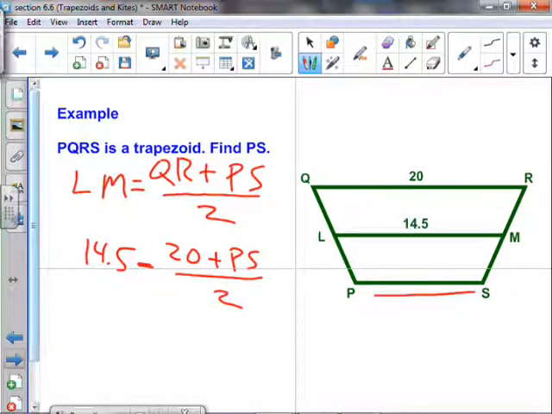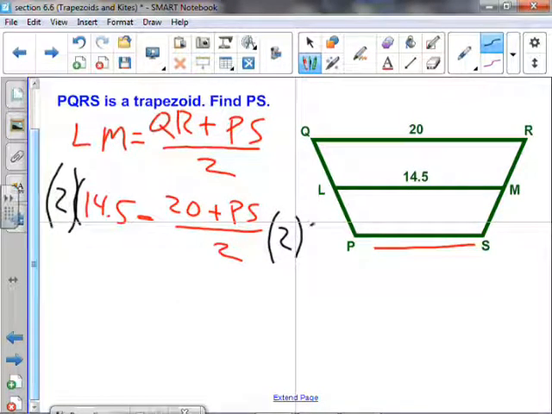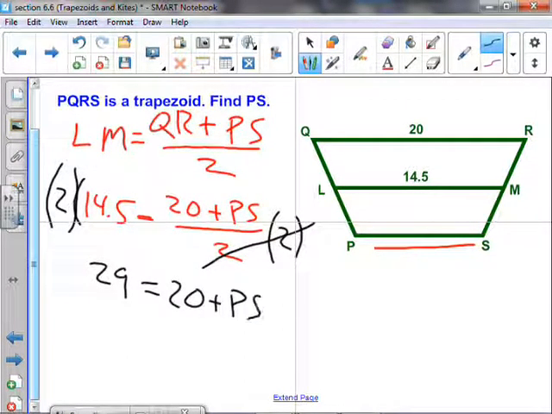This gives us a great opportunity to practice some algebra. We are going to multiply both sides by 2 as one option, and those 2's will cancel out because 2 divided by 2 is 1. And we've got 2 times 14.5, which is 29, is equal to 20 plus PS. Now I could subtract 20 from both sides, or I could just look at my formula and see, hey, 29 equals 20 plus what? PS must equal 9.